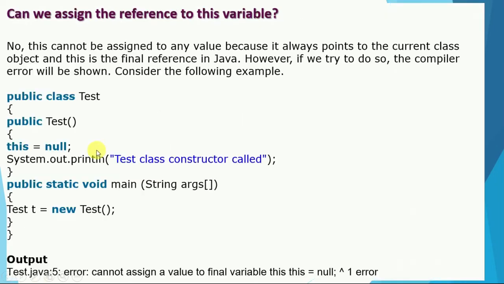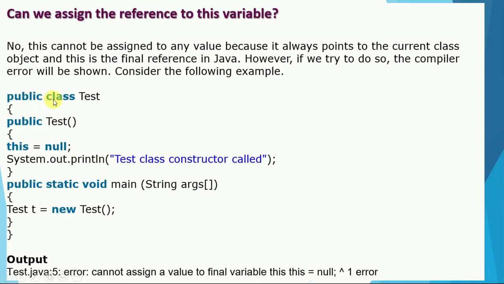Okay, so can we assign a reference to this variable? If we want to assign any reference to this variable, no, this cannot be assigned any value, because it will always point to the current class object, and this is a final reference in Java. If we try to do so, a compiler error will be shown. So let's discuss this example.